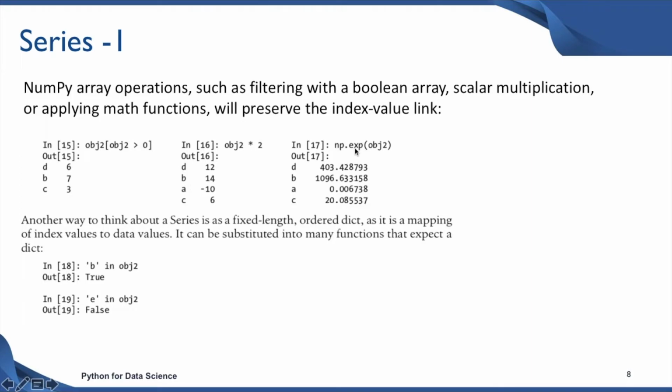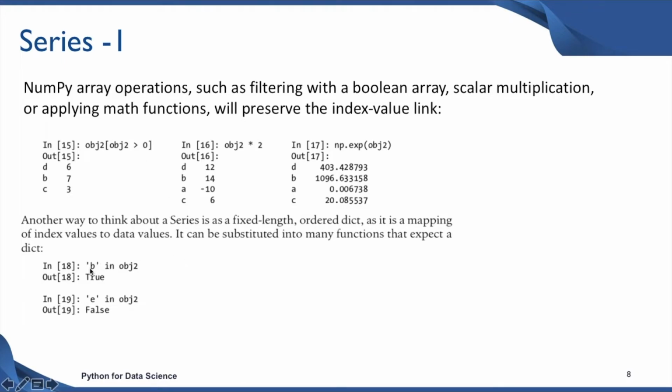Here we have taken the exponent of this series object, and all the values have been exponentially taken, and it has given us the results, but the index is preserved. We also wanted to check this object and get those values which are greater than 0. This is known as boolean masking. It will result in true or false, and if we subscript it using this notation, it will give us all the values which are greater than 0.